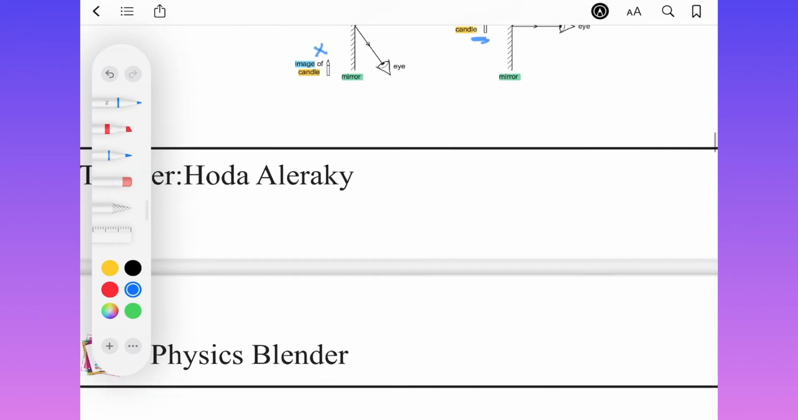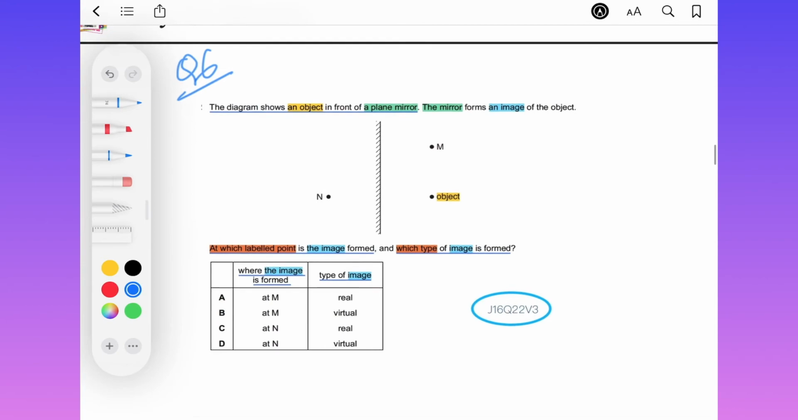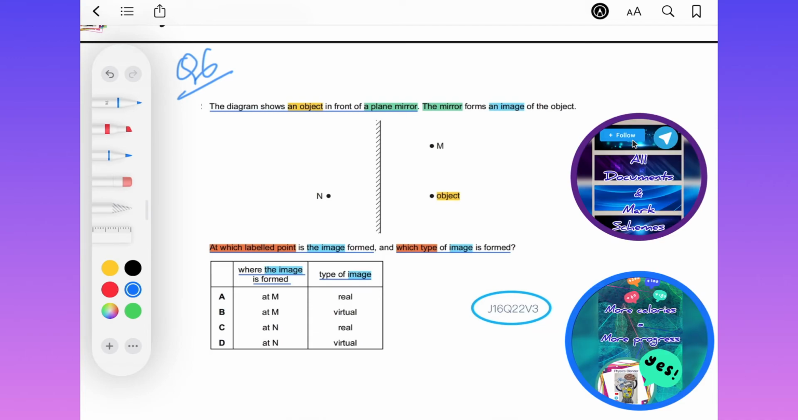And we have question 6. Question 6 is asking you also about where the image is formed and the type of image. Okay, the type of image is virtual. You know the characteristics of the image formed by a plane mirror: the image should be the same size at equal distance behind the mirror, and the image is virtual, which means it cannot be received on a screen and is formed by extension of rays, not real rays.